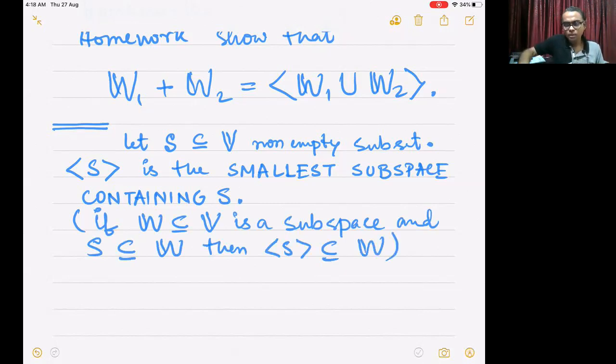So this is my set S. The span of S is a subspace that contains S certainly. Now, if there is any other subspace that contains the set S, it must also necessarily contain span of S. That's why span of S has to be the smallest one. There is no escaping it. If there is a subspace that contains S, it had better contain span of S as a subspace. Now, how do we prove this?